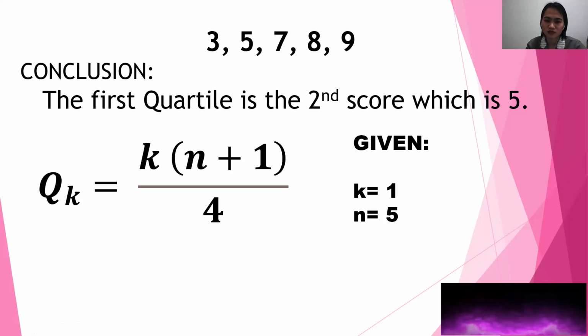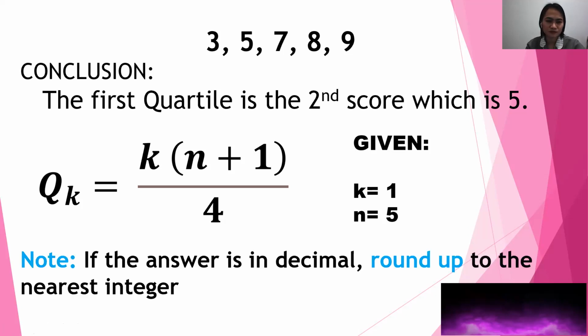What you're going to do is substitute the values in the formula to get the value and satisfy the conclusion. But take note, if your answer is in decimal, you're going to round up to the nearest integer. I will give you 3 minutes today to do the activity. Okay, the timer starts now.